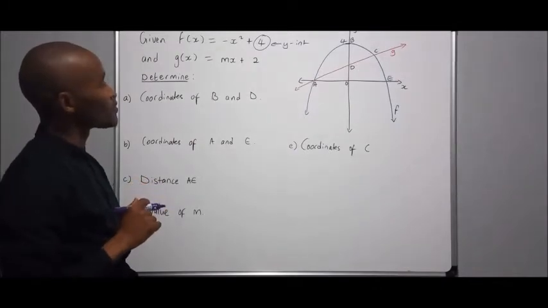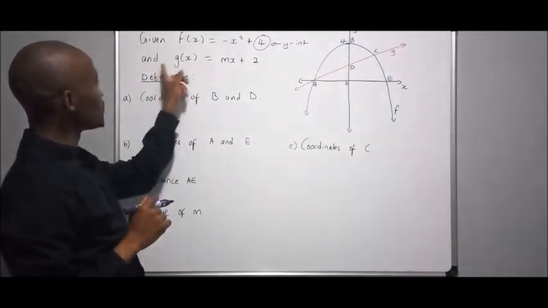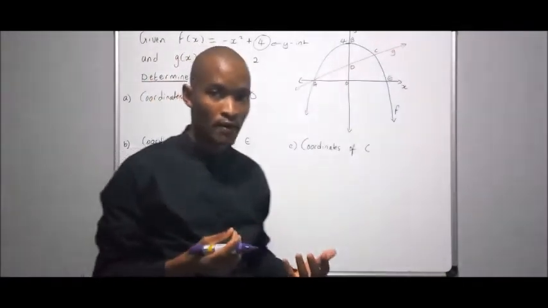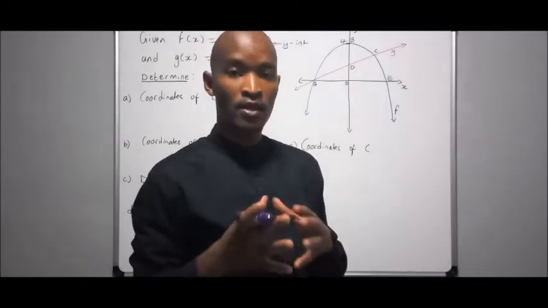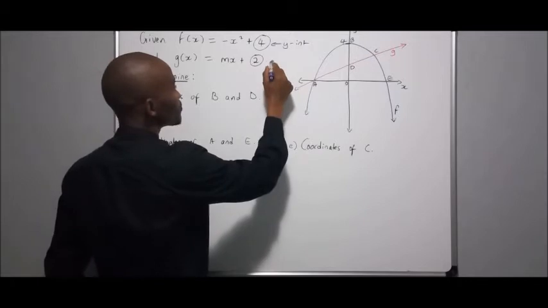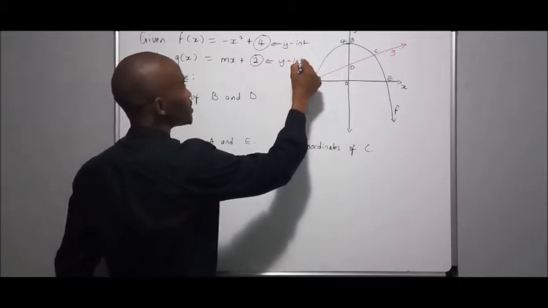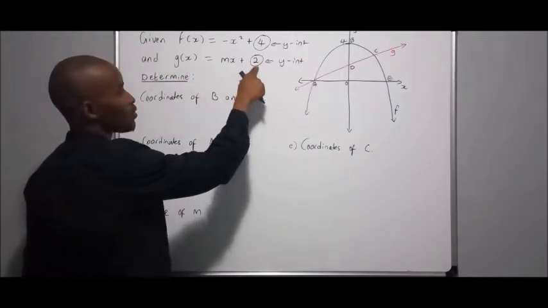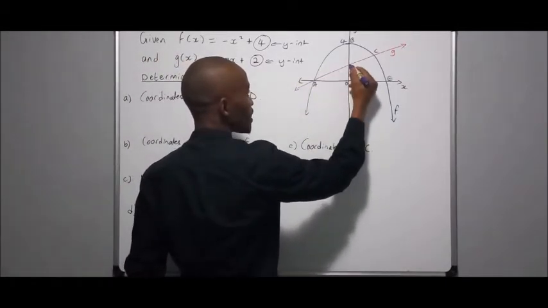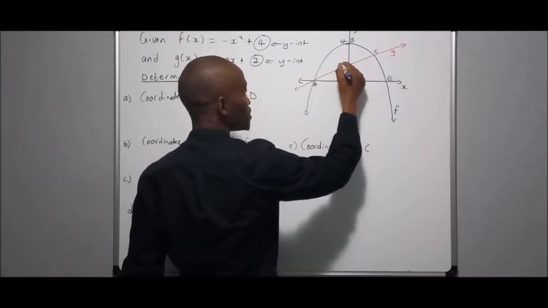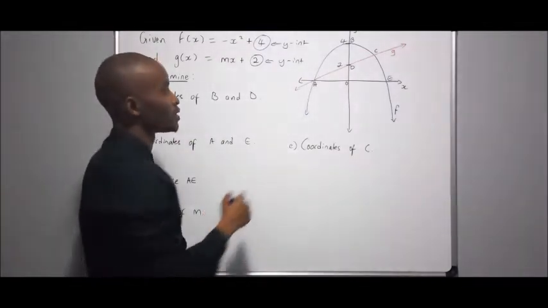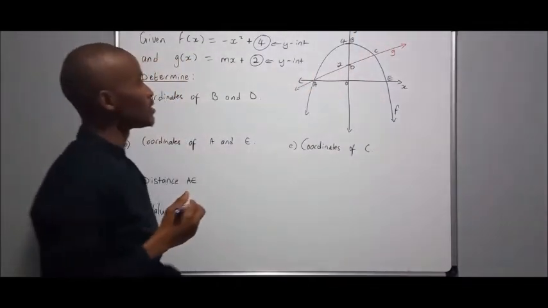We are done with f of x for now. Let's go to g of x. G of x is equal to mx plus 2. It's a linear function. It's given in standard format. Again, if it's given in standard format, we are able to read off the value of the y-intercept. We are told that g of x cuts the y-axis at 2, so we follow it. G of x cuts the y-axis there, the point called D. So that is 2, all right, and then it continues.